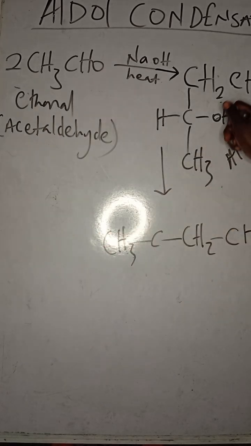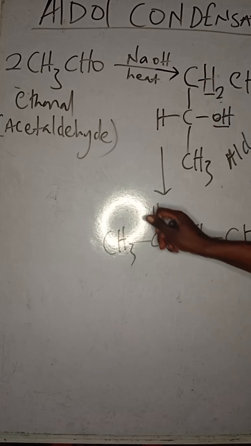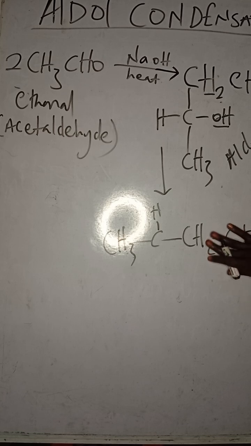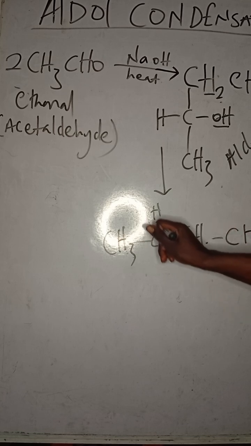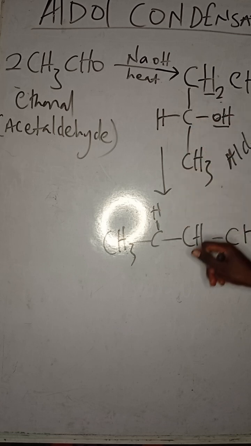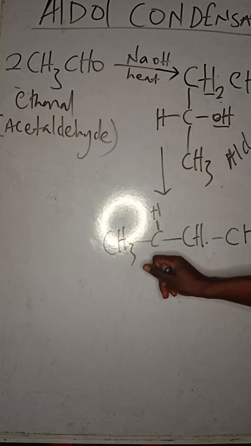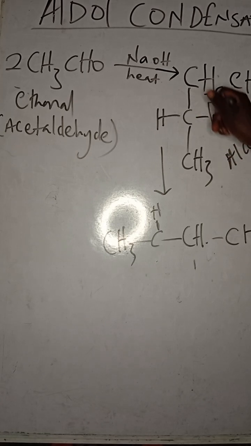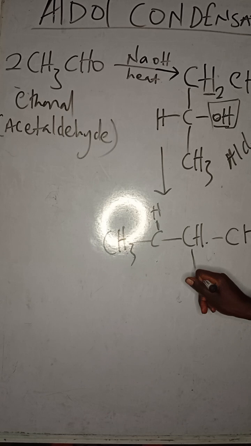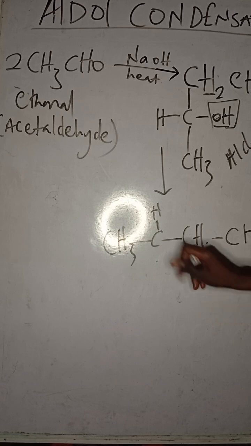Now the OH is lost here and the H is lost here, in the alpha and beta positions. So I have just OH on the beta position, then on the alpha I have just H. So I lose H here, I lose OH here, I should circle it, OH here and H here also. So I'm going to have more like a double bond.